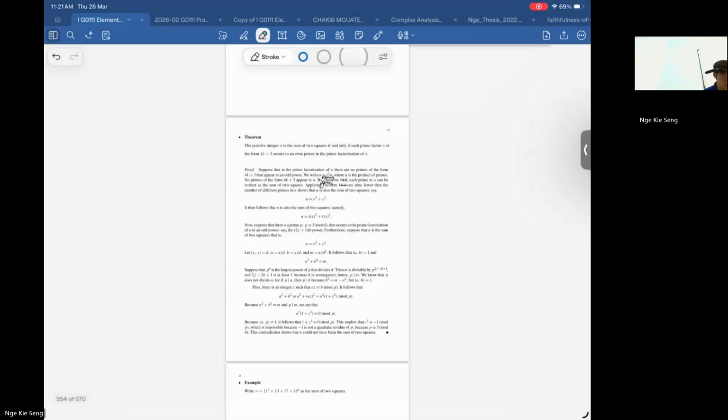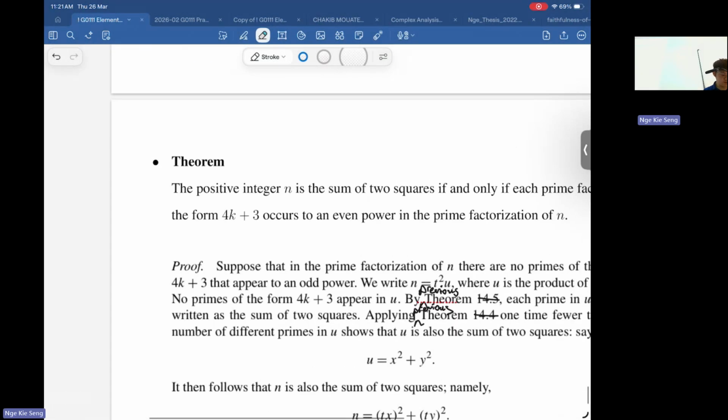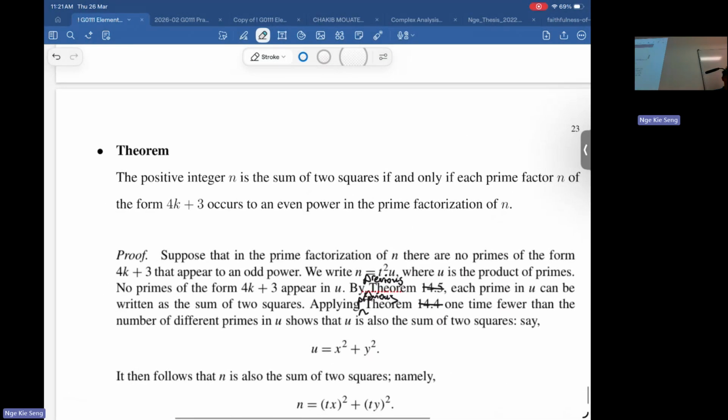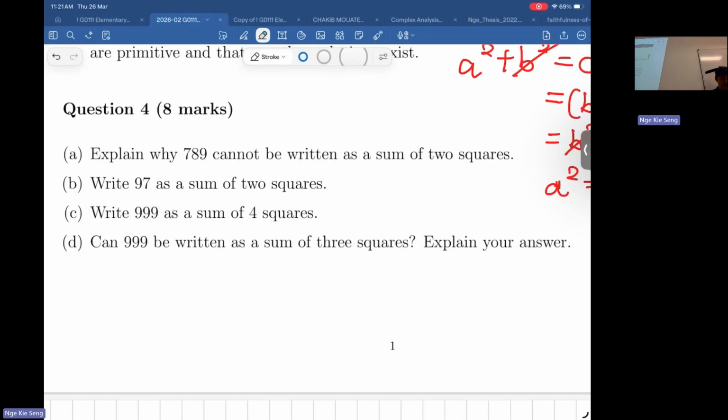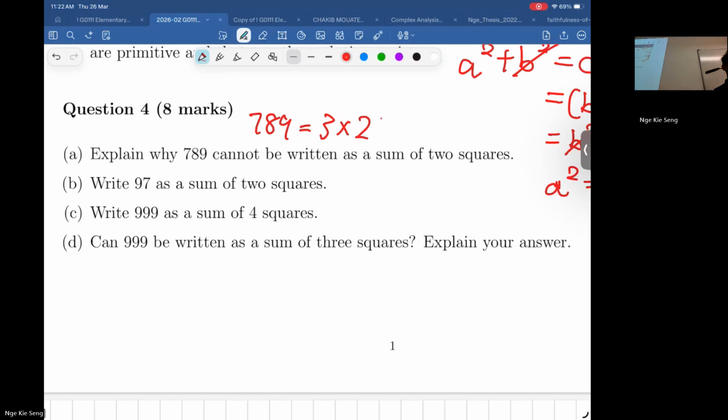A positive integer is a sum of 2 squares if each prime factor occurs to an even power. Okay, so can we split this up into primes first? 789. Okay, 3 times 263. Okay, can we split 263 again?